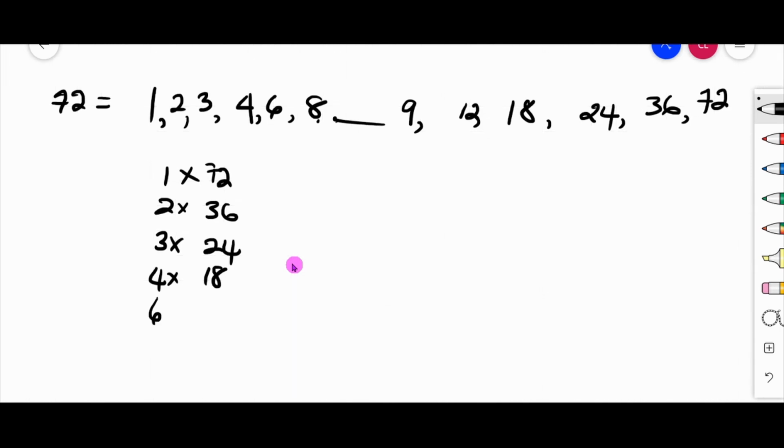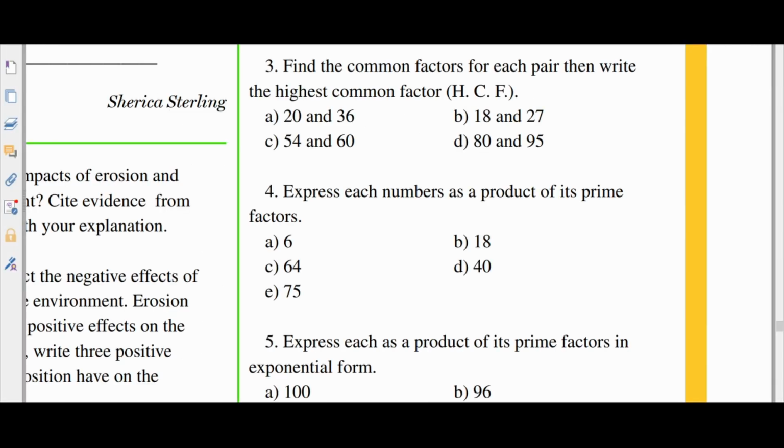6 times 12 would give you 72. And 8 times 9 would give you 72. And again, the reverse: 9 8s, 12 6s, 18 times 4, 24 times 3, 36 times 2, and 72 times 1. Again, that is the commutative property of multiplication, which says the order in which we multiply will not change the product.